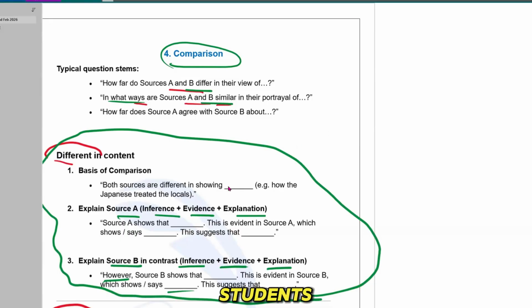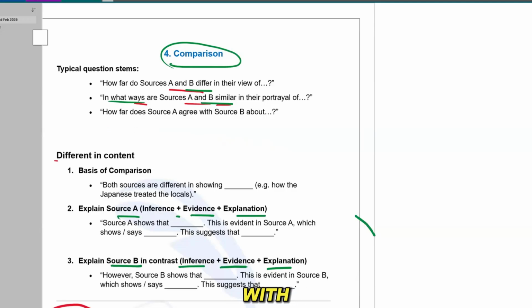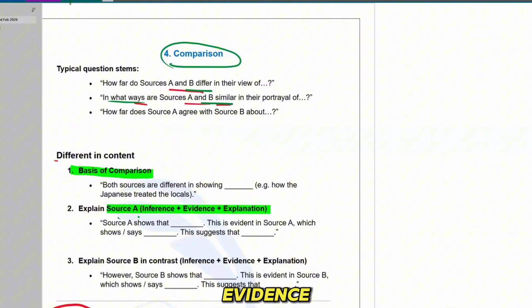All right, clear, students? So again, let me repeat for difference. You want to do difference? We always start with the basis. Basis of comparison first. Once you've given me a good basis, then you can do source A, inference, evidence, and explanation. Then source B, inference, evidence, explanation. I give a sample, lines here for you to make use of. That's how you do difference.